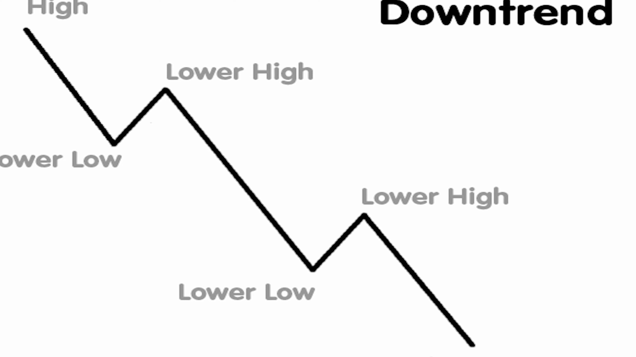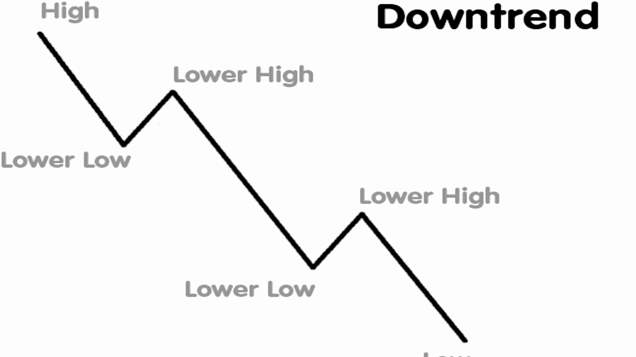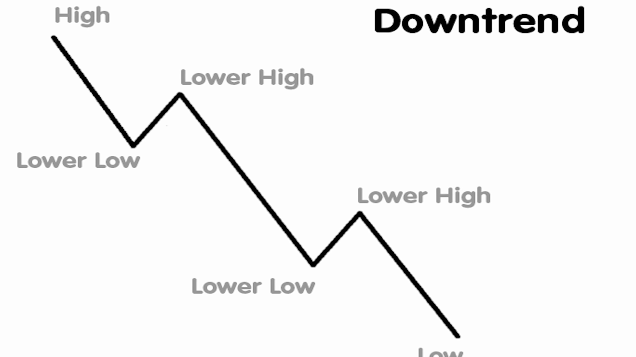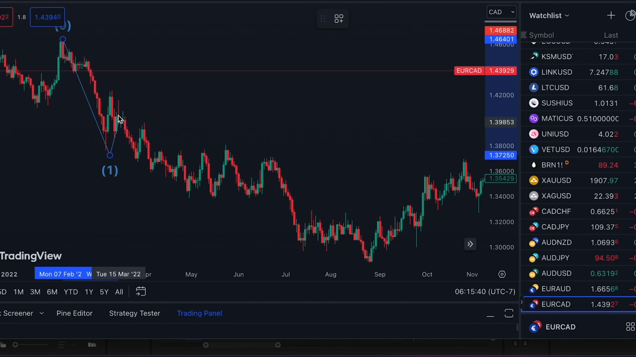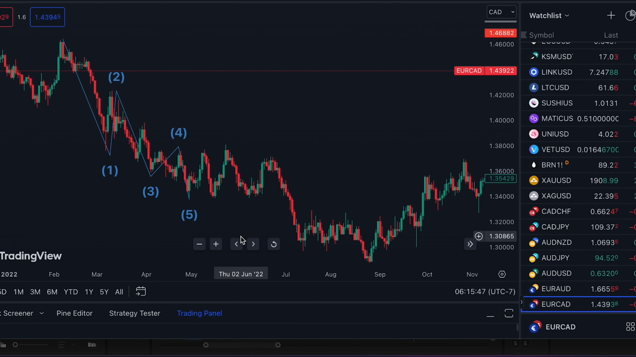On the other hand, when the market makes lower lows and lower highs, we are in a downtrend. The price goes down and then corrects itself and then moves back and breaks the last low. As long as we have this pattern, we are in a downtrend.